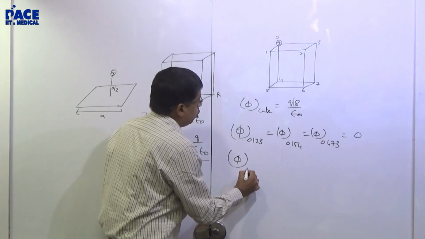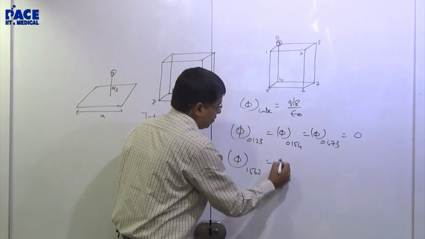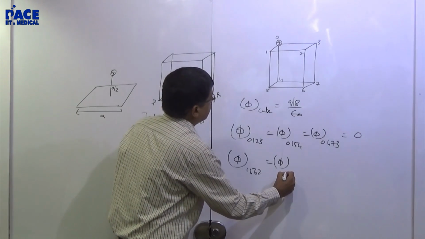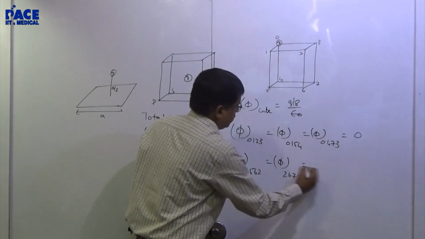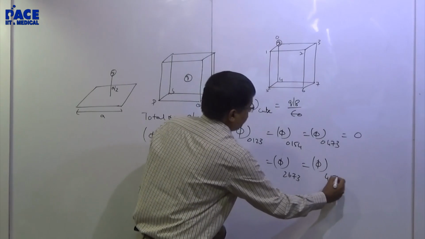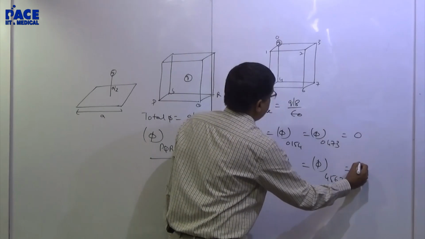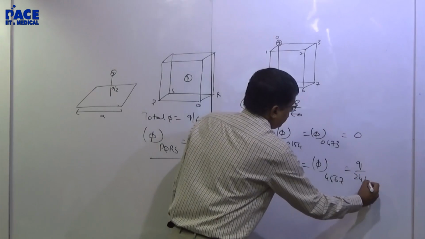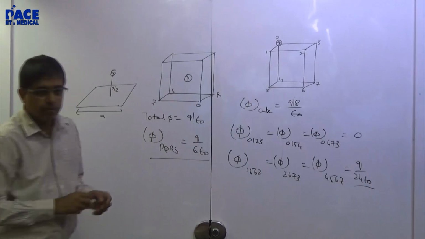Flux through 1562, flux through 2673, flux through 4567 will be equal to Q by 24 epsilon naught.